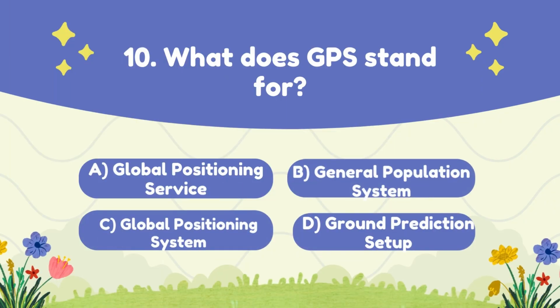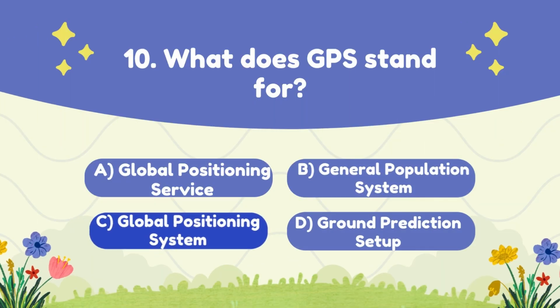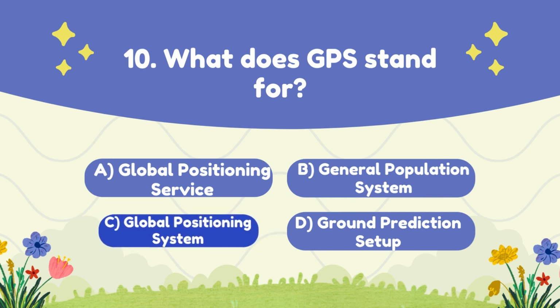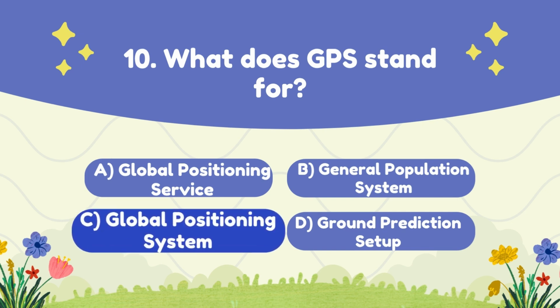What does GPS stand for? A. Global Positioning Service. B. General Population System. C. Global Positioning System. D. Ground Prediction Setup. The answer is Global Positioning System. It helps us find locations using satellites.